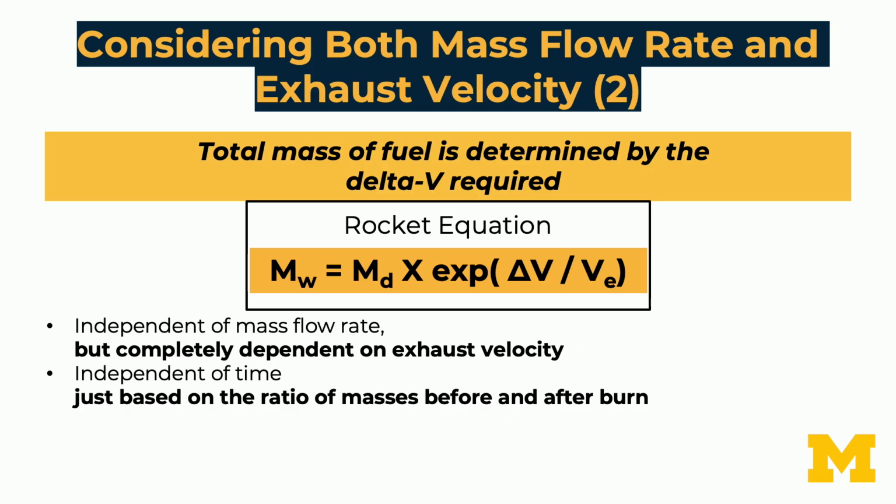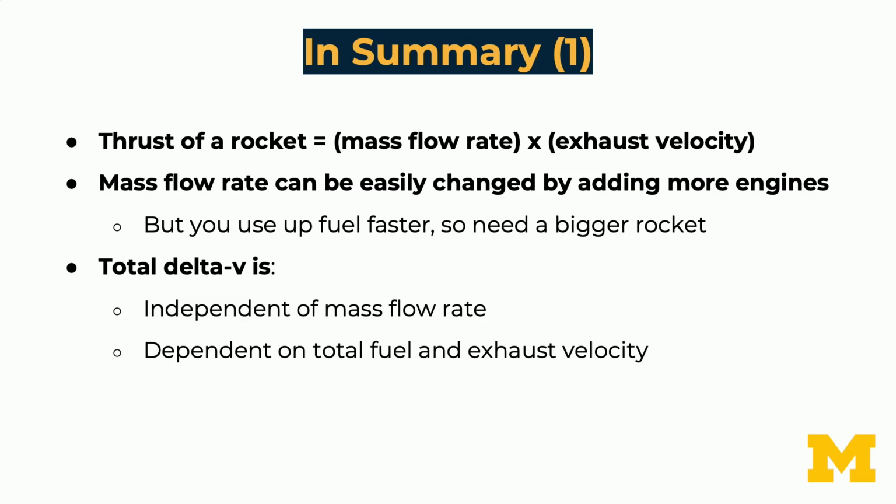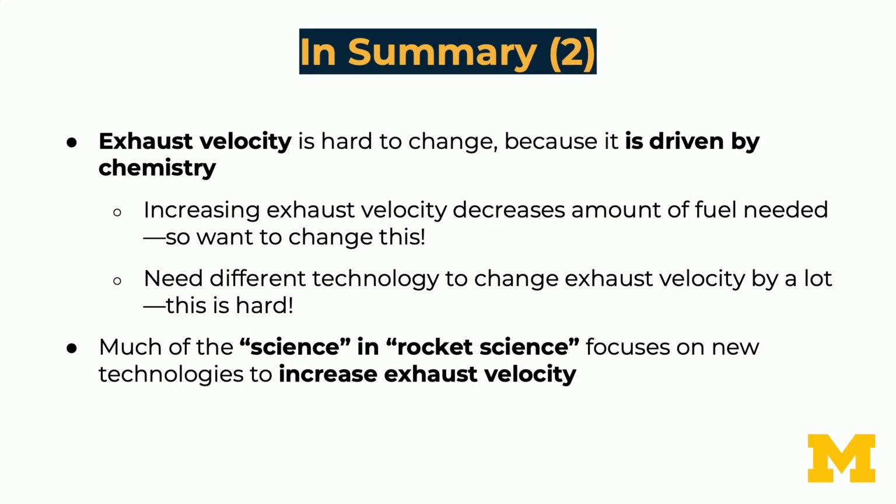So that's really interesting. To summarize, the thrust of the rocket is given by the mass flow rate times the exhaust velocity. The mass flow rate can be really easily changed by adding more engines. The total delta V is completely independent of the mass flow rate though, but it is totally dependent on the total fuel and the exhaust velocity. The exhaust velocity is super hard to change because it's really driven by chemistry. So increasing the exhaust velocity, which we really want to do because it decreases the amount of fuel we need, is really hard, but that's the thing that we really want to change.